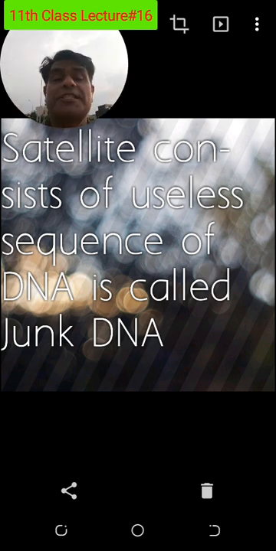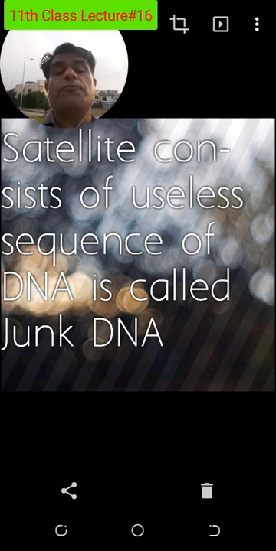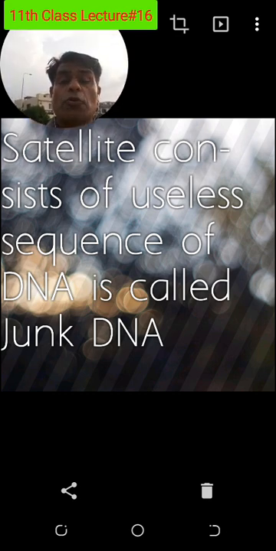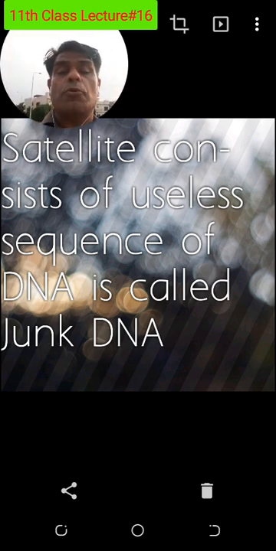Meaning, the normal cell is not undergoing mitosis or meiosis. What will happen? The chromosomes will be in the form of chromatin network. So chromosomes will be visible only during cell division.